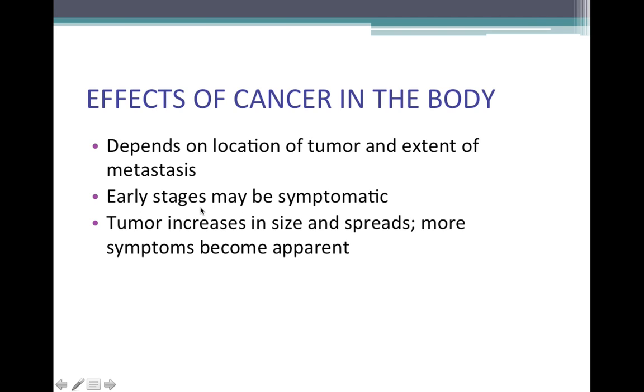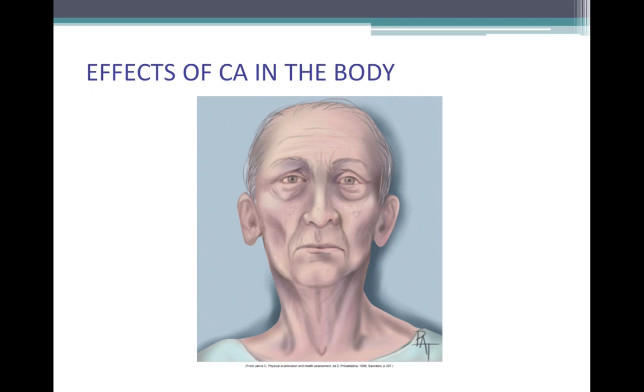Early stages can be asymptomatic or symptomatic, but as the tumor increases in size and spreads, these symptoms become more pronounced or more apparent. Some of the more obvious signs and symptoms of cancer are things like cachexia, which is a sort of wasting look in the body. If you look at this picture, this gentleman looks to be kind of malnourished. And the reason why individuals that have widespread cancer look more malnourished is those cancer cells are highly metabolically active, and they could be using a lot of that individual's nutrients for their own cell growth, which can actually lead to a form of malnourishment from the cancer itself.